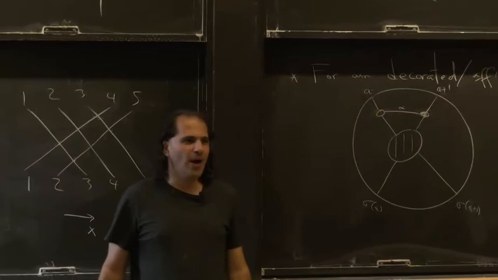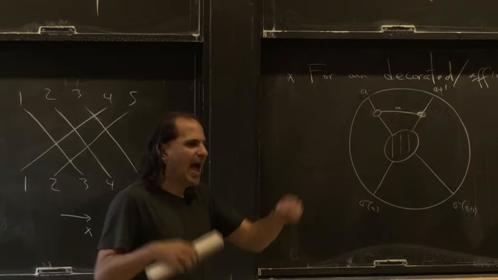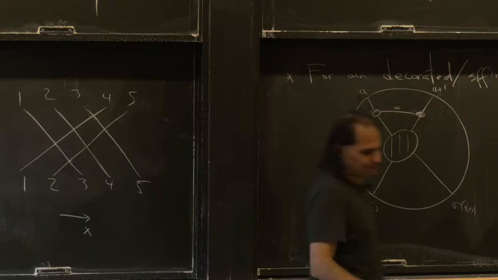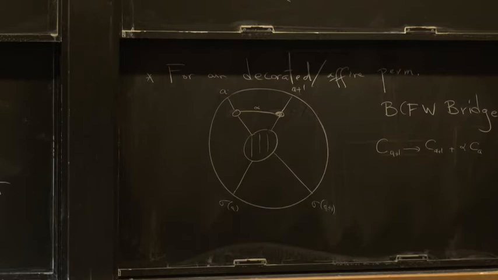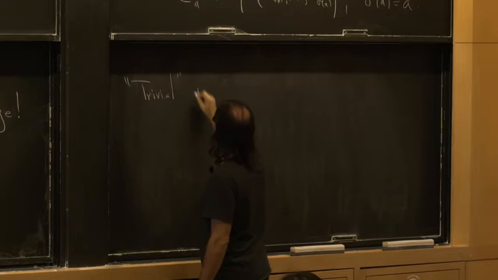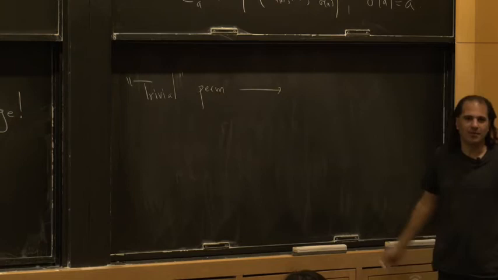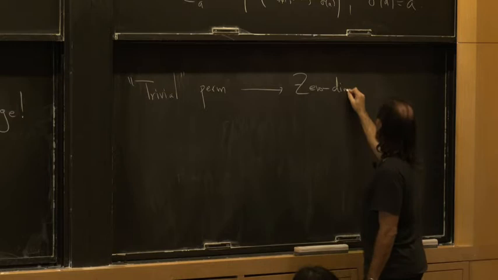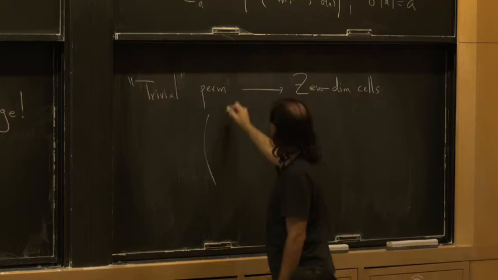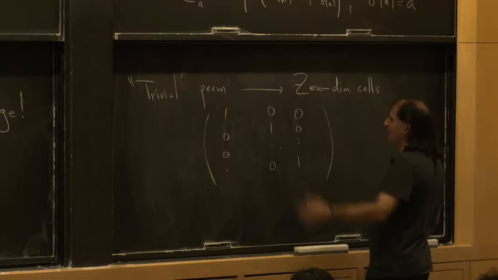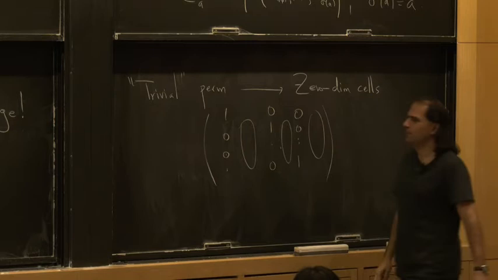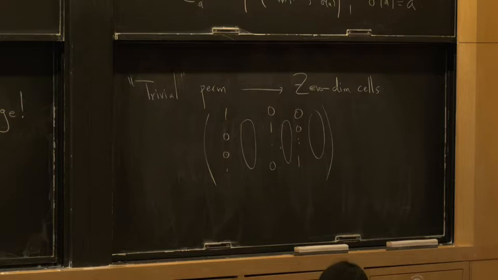So now we have to learn what trivial permutations are, and then figure out how to just do adjacent transpositions to build up general permutations from the simple one. All right. So now it's clear that what we should mean by trivial permutation. These should correspond to cells that have no degrees of freedom, zero-dimensional cells. And that, in turn, should mean some matrix with a bunch of ones and zeros, with some k by k identity block, and the rest zero everywhere else. So I can put the k by k identity block anywhere I like, in some columns wherever I like, and everyone else is going to be zero.